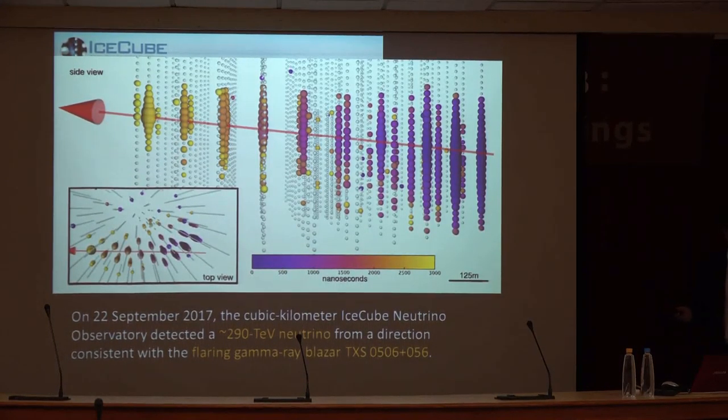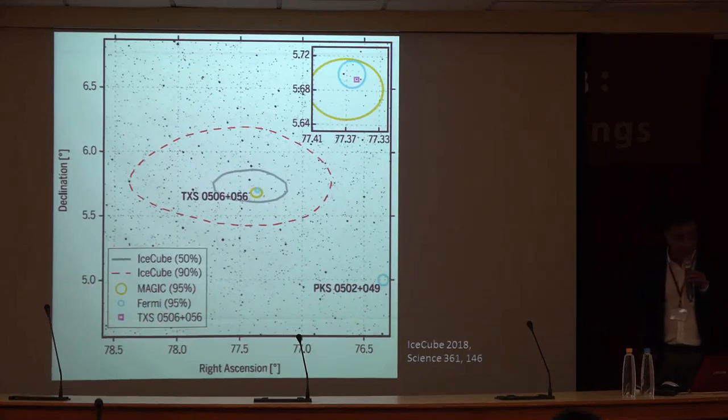Because it was possible to determine the direction to a very good extent, one actually identified this event with an astronomical source, which is a blazar. The blazar is called TXS 0506+056. It is a flaring gamma-ray blazar. So this is the story.